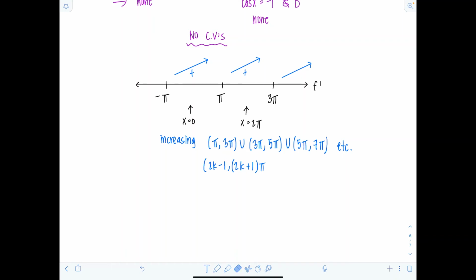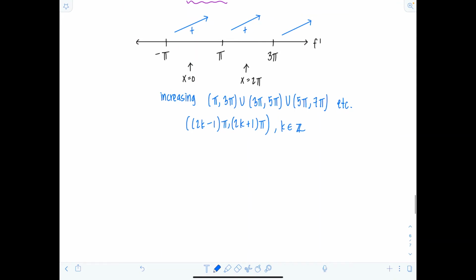Let me scoot this over. I forgot to write the pi. So 2k minus 1 times pi to 2k plus 1 times pi, where k is an integer. So what does this mean? Well, if you let k be any integer, these are always going to be 2 apart. Just like pi and 3 pi, those are 2 pi apart. 3 pi and 5 pi are 2 pi apart. And I'm guaranteeing that these are always going to be odd integers. So 2k minus 1 is always going to be the odd integer that comes before 2k plus 1.